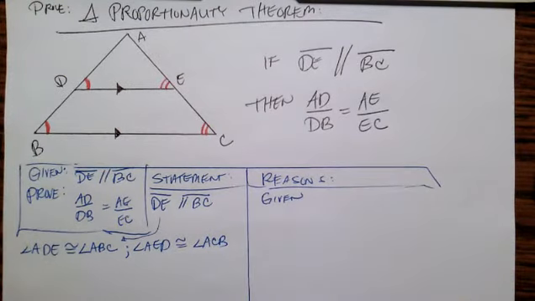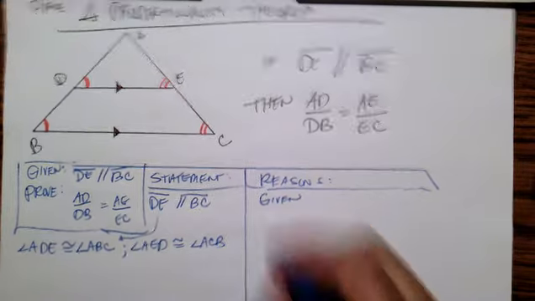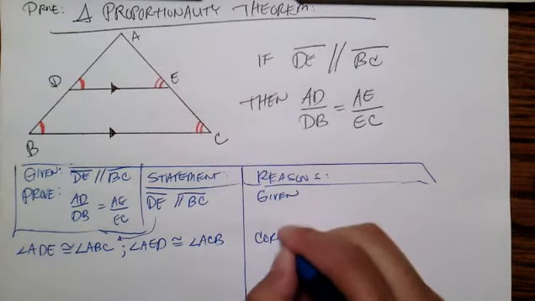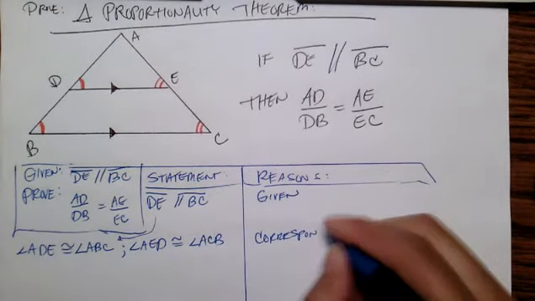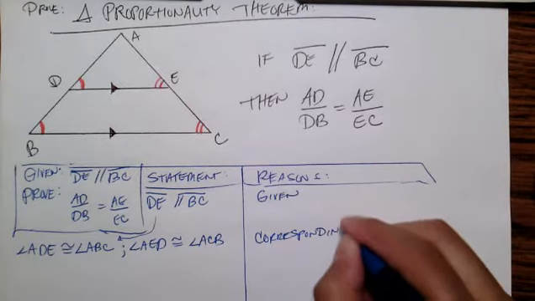Now here's the thing, you have to write a reason though. You have to write a reason. What did we say it was? It started with a C, right? You write corresponding angles. It's actually corresponding angles of parallel lines, but you can write corresponding angles.